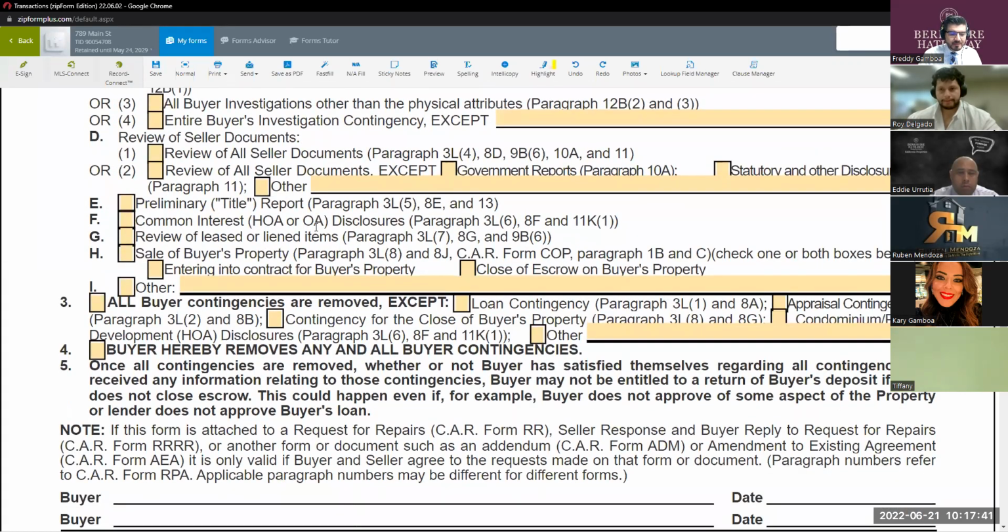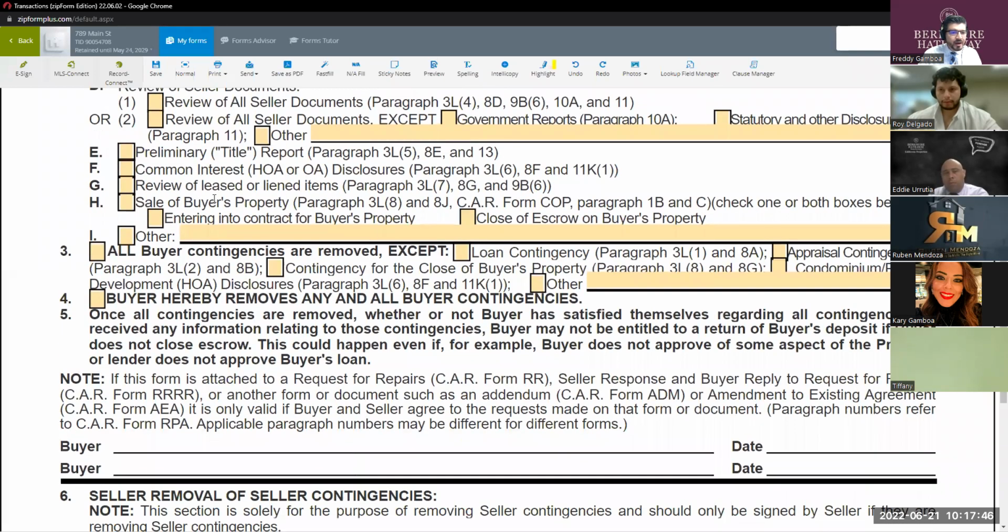Common interest HOAs, which is our homeowners associations, CC&Rs. Review of lease or lien items. Maybe they have some rent rolls, tenant estoppels, correct? So that's on a multi-unit property. Other, anything else? And the last one is the sale of buyer's property, CAR form COP, which is your acronym for contingency of purchase. Enter into a contract or the close of escrow of buyer's property, or other.